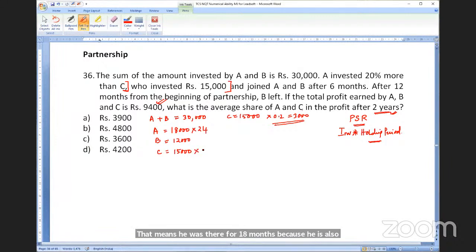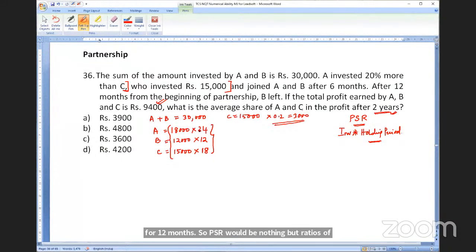So C's weighted money is 15,000 into 18 months. B left after 12 months from the beginning of the partnership. That means B's money was only there in the investment for 12 months. So PSR would be nothing but the ratio of these three things.